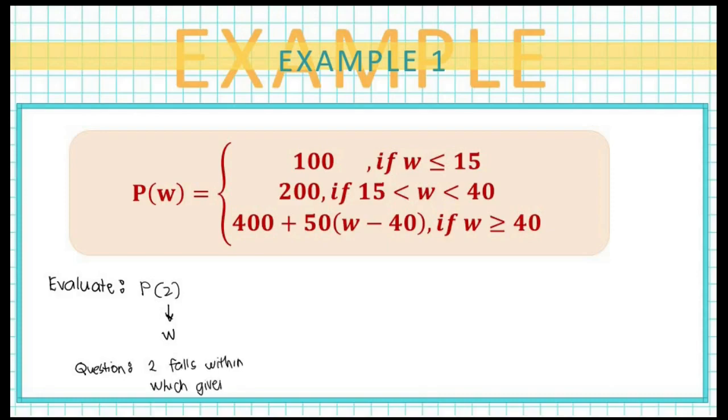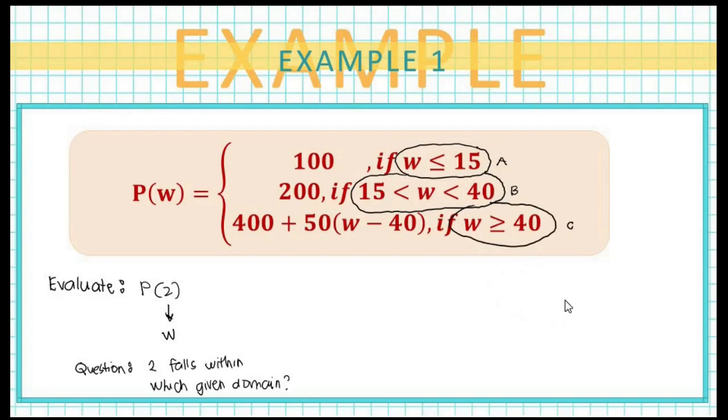Now, we answer this question: 2 falls within which given domain? In the piecewise function, we have three domains. Let me label them as A, B, C. The first domain is w is less than or equal to 15. The second domain is B. And lastly, C, w is greater than or equal to 40. Now we select which among these contains 2. By analyzing, we can say that 2 falls within the first domain, w is less than or equal to 15, because the inequality is satisfied. It is indeed true that 2 is less than or equal to 15.